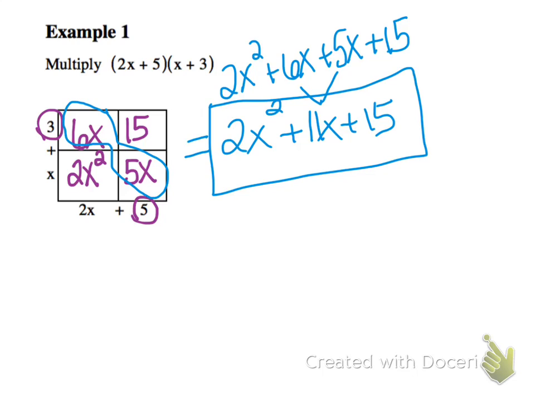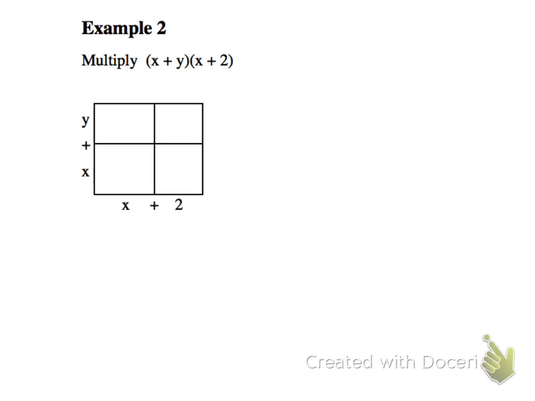Let's go ahead now and move on to example 2. Once again, we're multiplying x plus y times x plus 2. You can see that this time I put the first one, the x plus y, along the left side and the x plus 2 along the bottom. Again, it doesn't matter the order there. You can do them in either order.